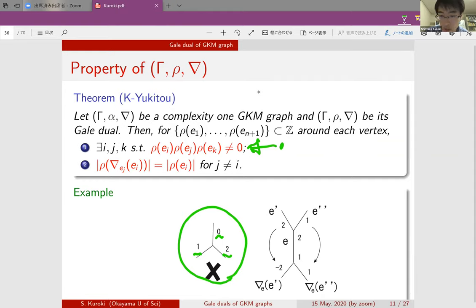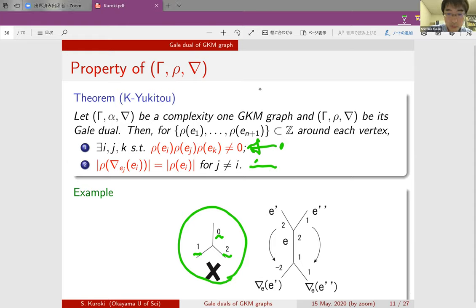Okay, somebody asked me. Klaus Altmann is asking, is the Gale dual of a GKM graph again a GKM graph? No, I'm sorry, it's no. For example, if you think about the complexity one case, in this case it does not satisfy the condition of the GKM graph. So this is not the exact notion of the dual of a GKM manifold, a GKM graph. This is just a curious definition of my student.